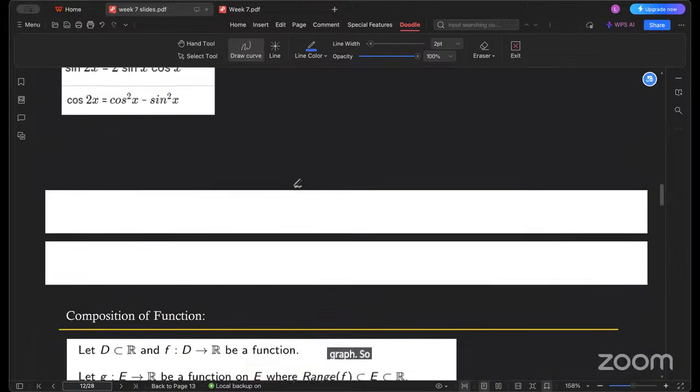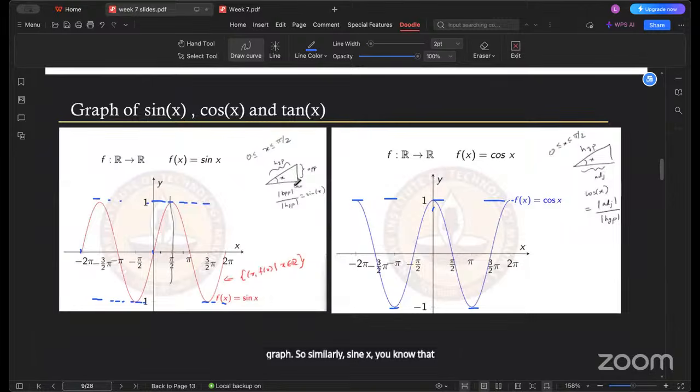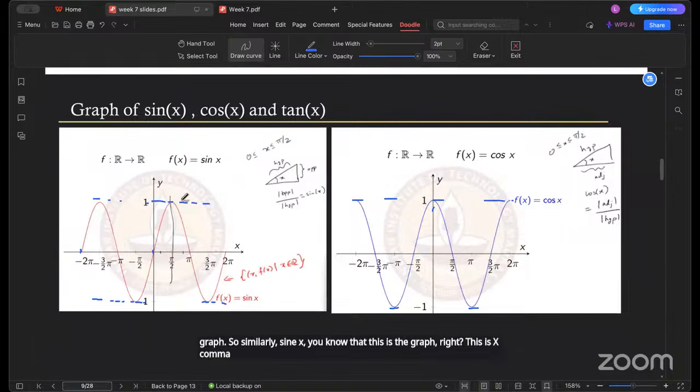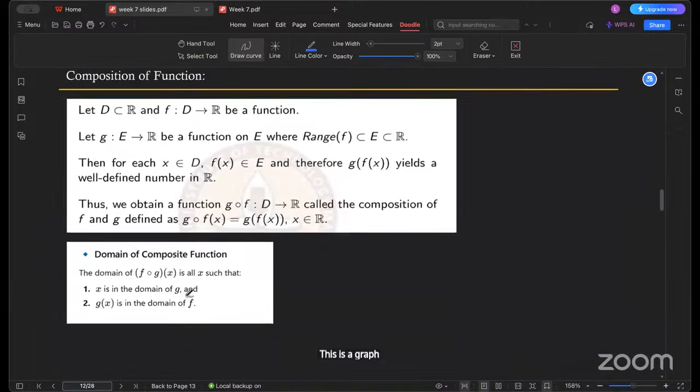So similarly, sine x, you know that this is the graph, right? Each of these points is (x, sine x). So this is the graph of sine x.